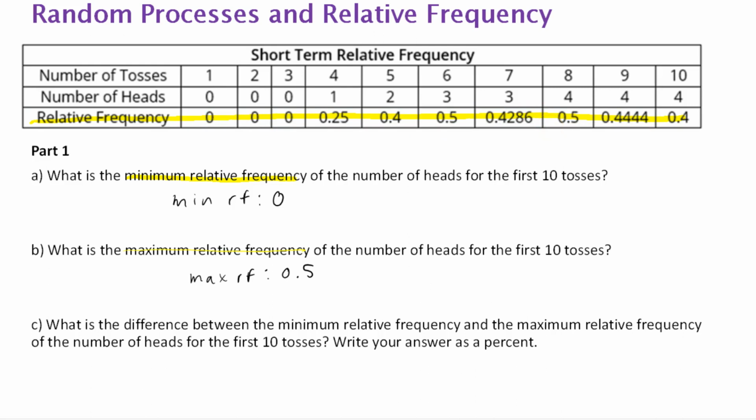Now let's look at the last question. What is the difference between the minimum relative frequency and the maximum relative frequency of the number of heads for the first 10 tosses? So our last 2 values, but we want to write our answer as a percent. The maximum relative frequency is larger, so 0.5 is the same as 50%. I'm going to find the difference, so we subtract minus 0%. So the difference between the smallest relative frequency and the largest relative frequency is 50%. And this is going to connect to some ideas later. This is actually a pretty large disparity between the values.